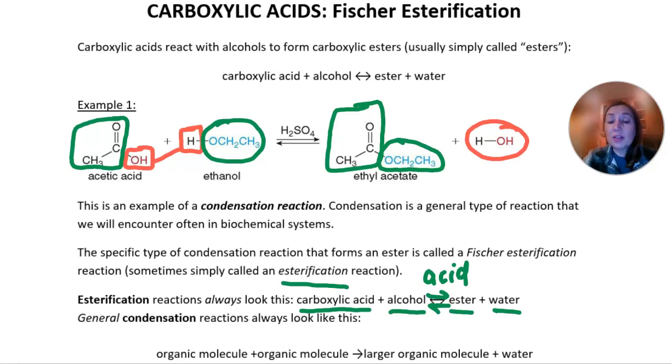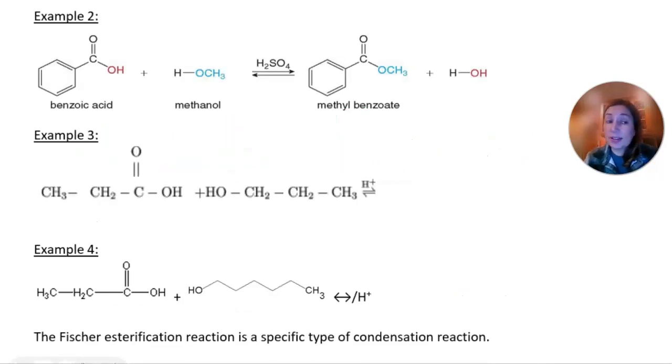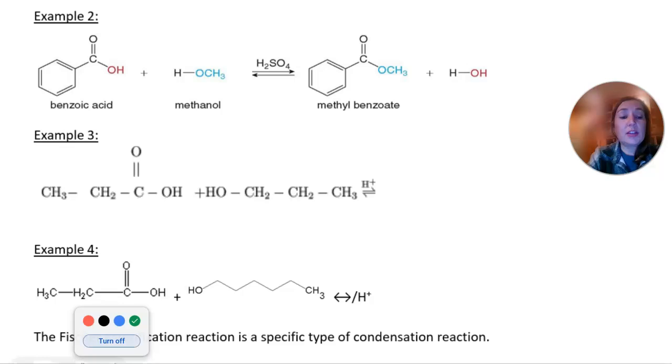General condensation reactions look like this. So what does it generally mean to have a condensation reaction? A general condensation reaction is like take an organic molecule plus an organic molecule and make a larger one and water. So that's what we're doing here, taking these two smaller organic molecules and making a bigger one with water. So let's look at some more examples of esterification here.